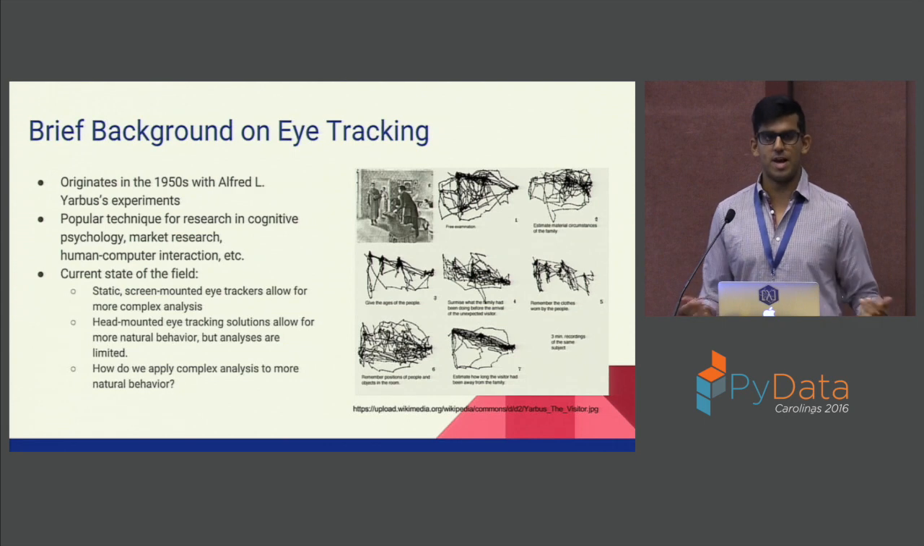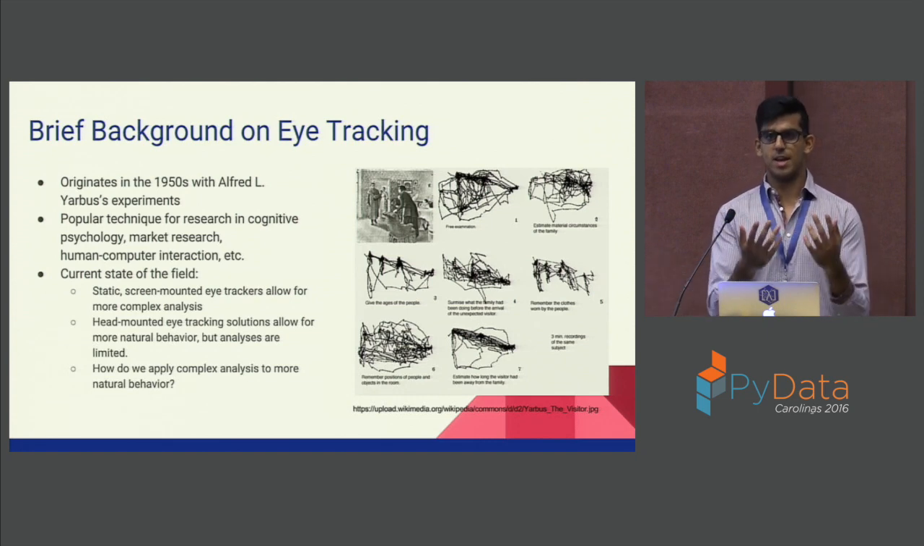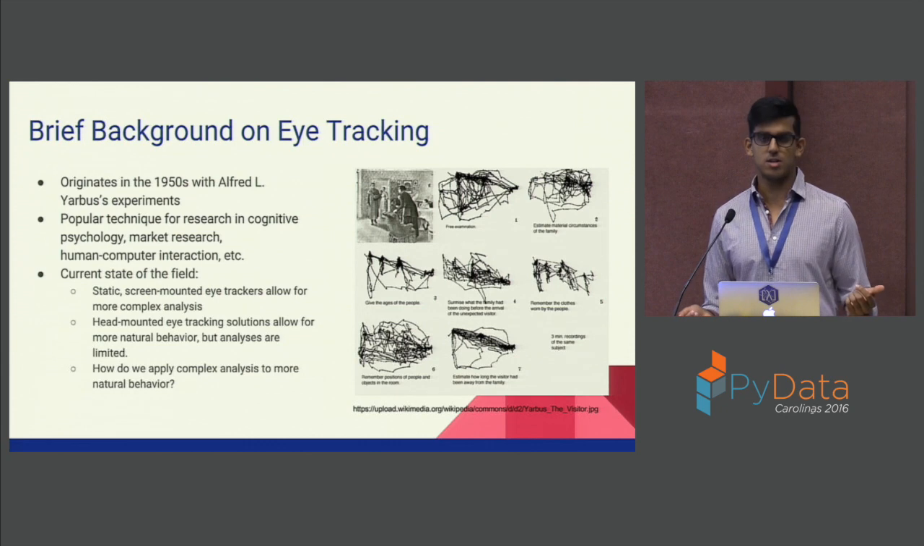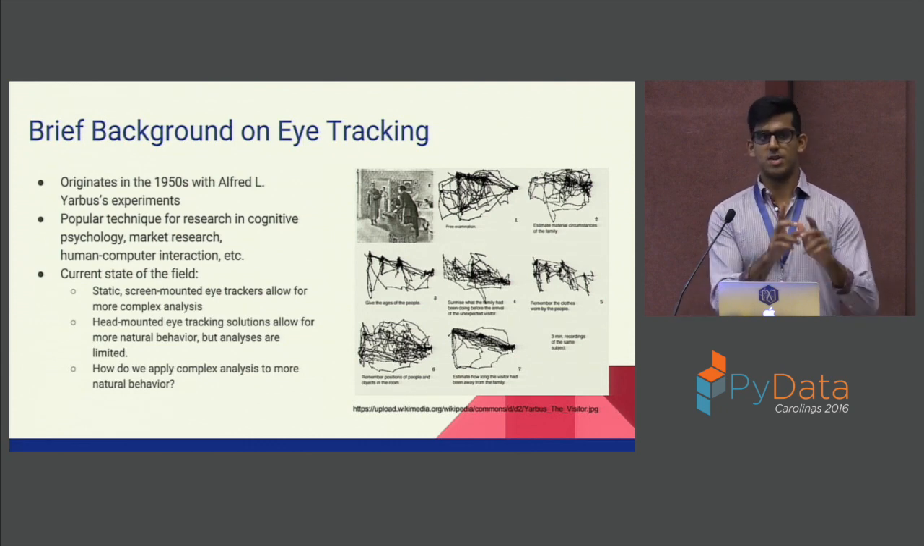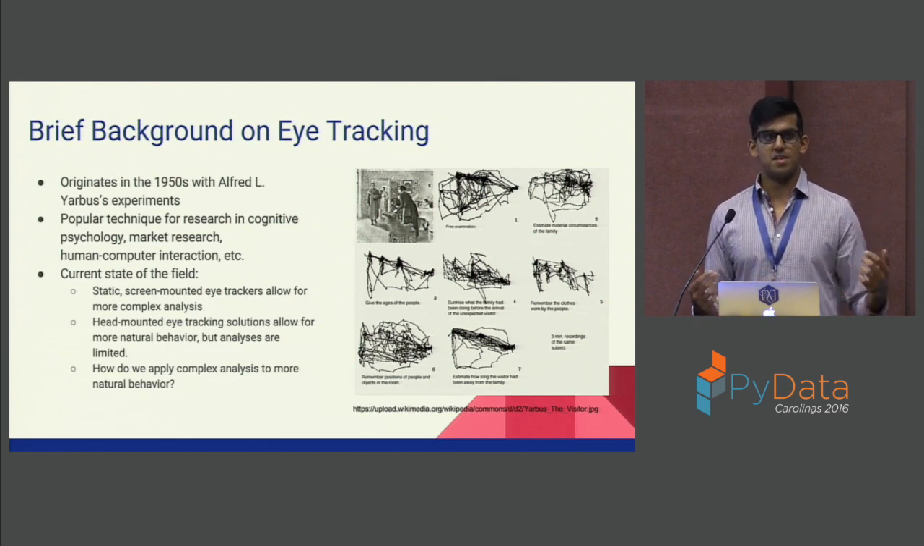So basically, there are two modalities of this research. One is static eye tracking, which is what Yarbus was doing, where you're looking at an image and you're tracking basically where people are looking on that image. And nowadays it's done with screen-based eye trackers. So you're getting coordinates of where people are looking with respect to a screen with an eye tracker attached to it. And the advantage of that is that the analysis becomes a lot easier because you know exactly where everything is on the screen. But it's limited in that you're in a controlled environment where you can basically only track what people are looking at on a screen.